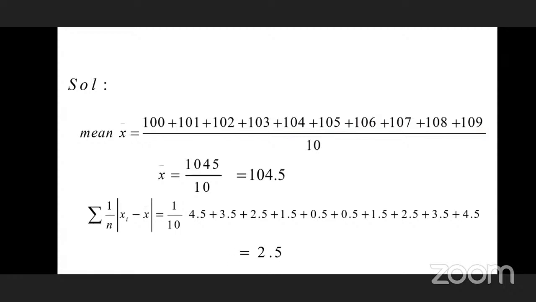We get the total value equal to 25. 25 by 10 only. 4.5, 3.5, 2.5, 1.5, 0.5 and so on add up to 12.5, so this part is 12.5, and doubled it is 25. 25 by 10 is equal to 2.5, which is our solution.